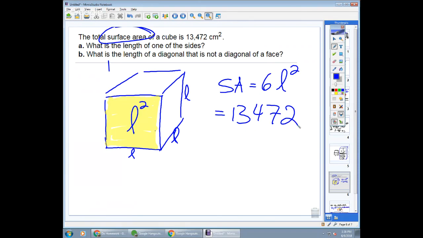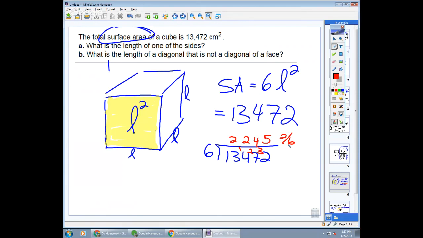So let's see. 6 goes into 13,472. 6 goes into 13 twice with 1 left over. 14 twice with 2 left over. 27 is what, 4 times? 3 left over. And 32 is 5 times with 2 left over. Did I do that correctly? Anybody with a calculator? 1,245 and 1/3. I reduce it, or 0.33333.